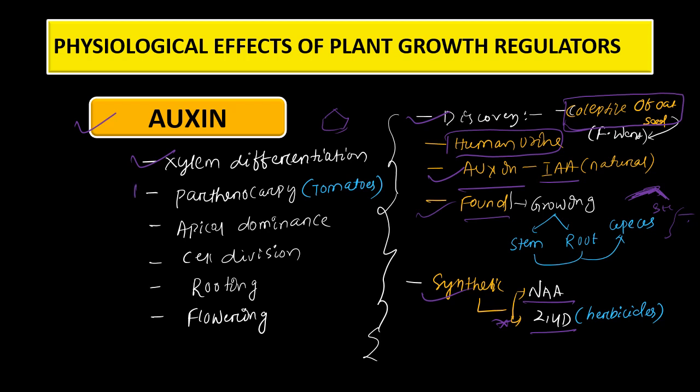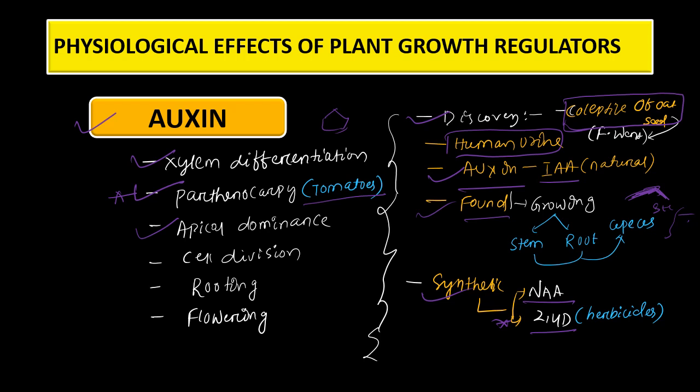Next is another point, parthenocarpy. So what is parthenocarpy? Parthenocarpy means fruit development without fertilization. Normally, sexual reproduction occurs so that the plant can develop fruits, and this fruit develops into a new plant. But in parthenocarpy, no fertilization occurs, but fruits are developed. One example is tomato.